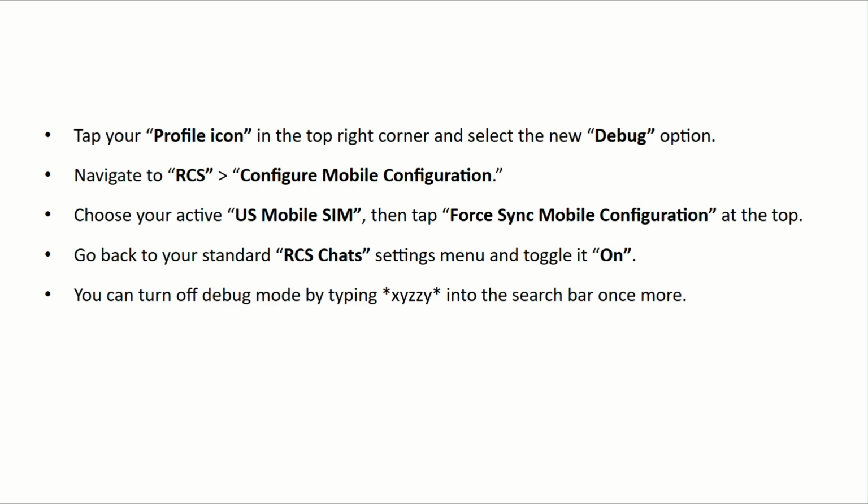Now navigate to RCS, then go to Configure Mobile Configuration and choose your active US Mobile SIM. Then tap Force Sync Mobile Configuration at the top. Go back to your standard RCS chat settings menu and toggle it on. You can turn off debug mode by typing star XYZZY star into the search bar once more.